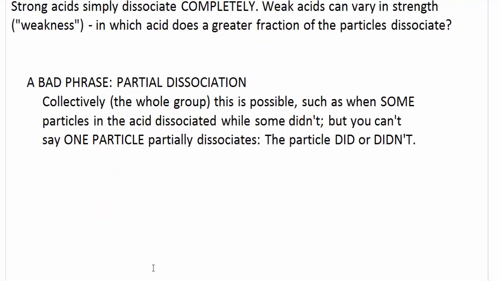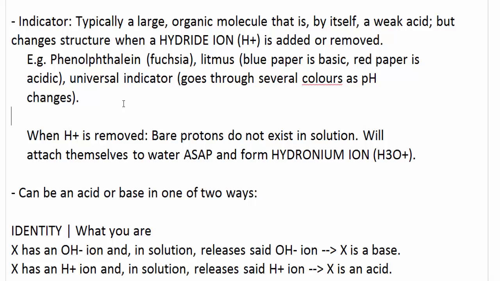Partial dissociation is a bad phrase. Collectively, for the whole group, it is possible that some particles dissociate and some don't, but one particle either does or doesn't. An indicator is a large organic molecule, usually a weak acid, and it changes shape when you remove or add a proton. Also, bare protons don't really exist in solution. They attach themselves to water, and they form what we call the hydronium ion, which is H3O+.